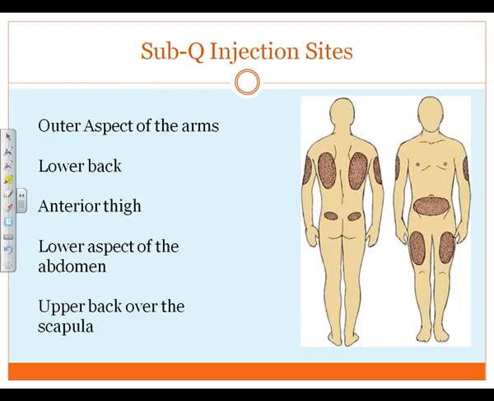Okay? So I'm going to go back over them again. Outer aspect of the arm. The back of the arm. So don't come into checkoffs and say, I'm going to give my insulin right here. Because right here is a muscle. That is your deltoid, which is a different type of medication administration. Lower back. Anterior thighs, so the tops of your thighs. Lower aspect of the abdomen, below the belly button. And then over the back, over the scapula.